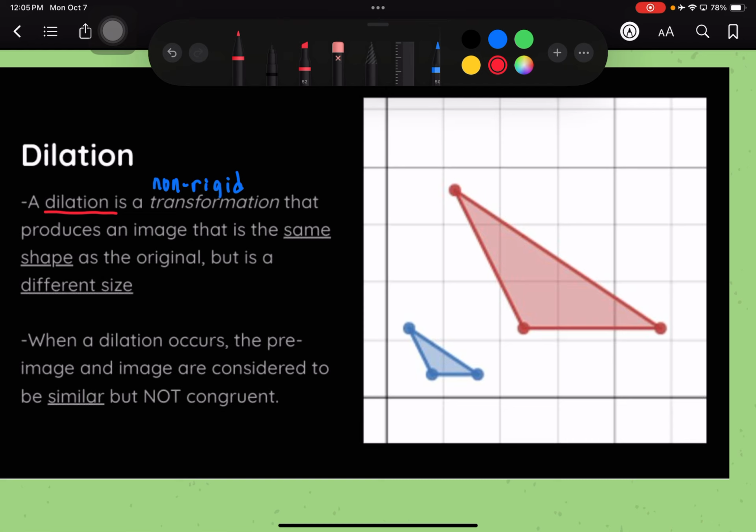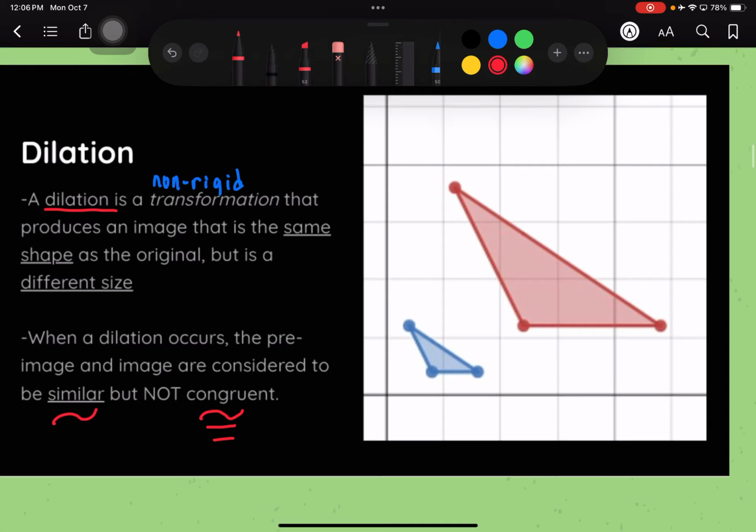When a dilation occurs, the pre-image and the image are considered to be similar, but not congruent. The symbol for similar is this symbol. That means similar. This symbol means congruent. Y'all saw that symbol before. So make sure you know the difference. All right? Let's move up.